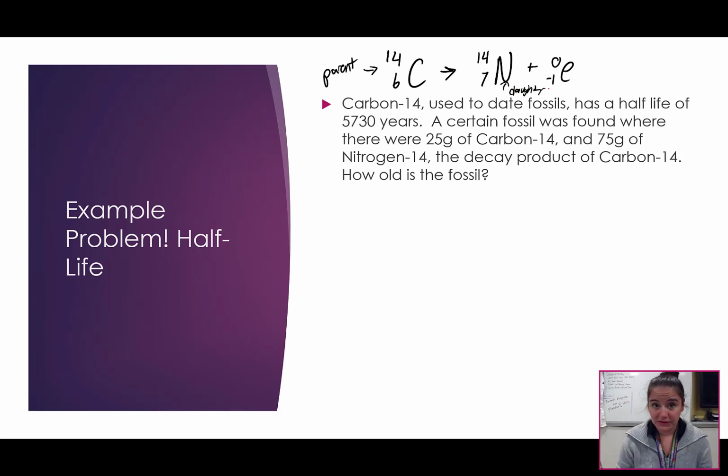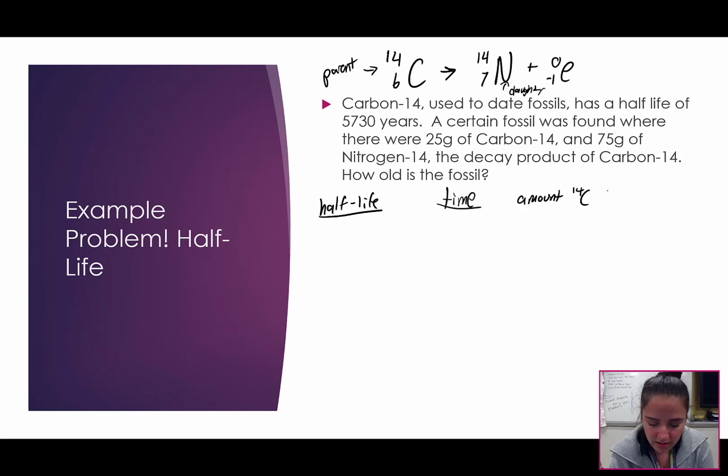Now, when we do these types of decay reactions, we are going to use the table method. There is an equation you can use, but it uses natural logs and exponents and things like that. So for the purposes of our class, normally it's going to be easier to just use a table. So I'm going to have the half-lives, the time that it's been, and then our amount remaining.